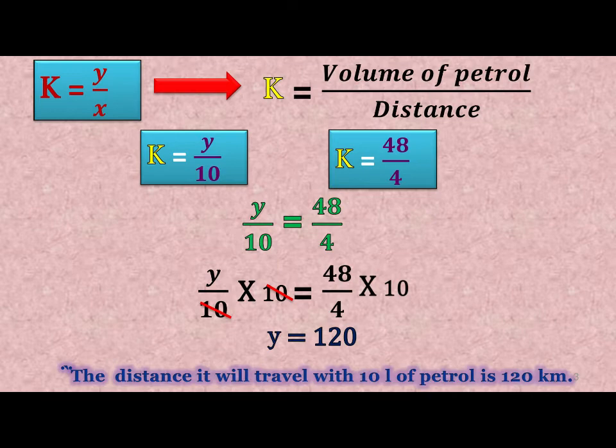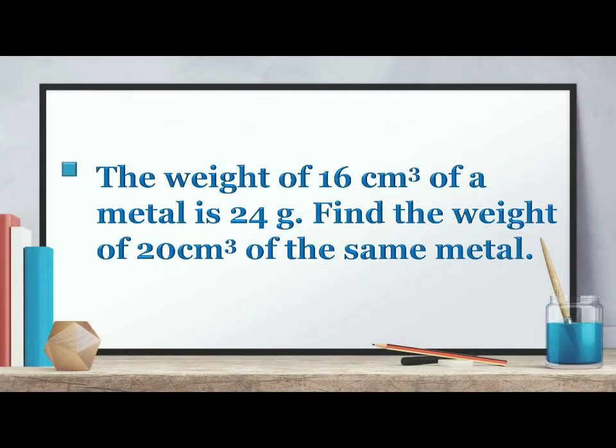Both the values equal the same constant. So, Y over 10 equals 48 over 4. The 10 and 10 cancel out. So, Y is alone. The other side is 48 over 4 multiplied by 10. By simplifying, Y equals 120. Therefore, the distance it will travel with 10 liters of petrol is 120 kilometers.